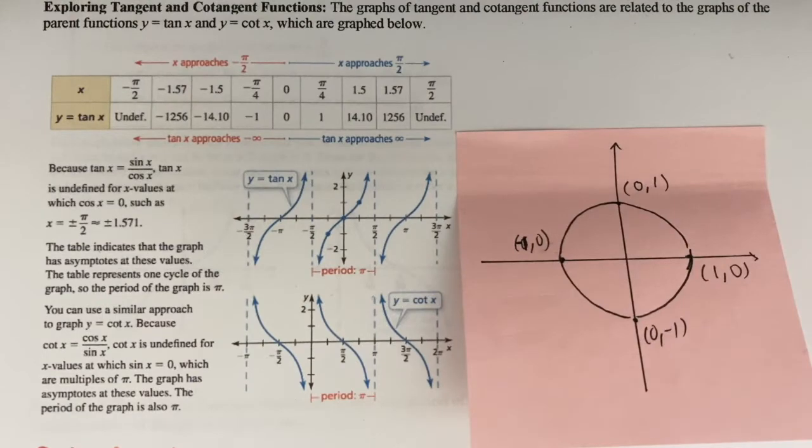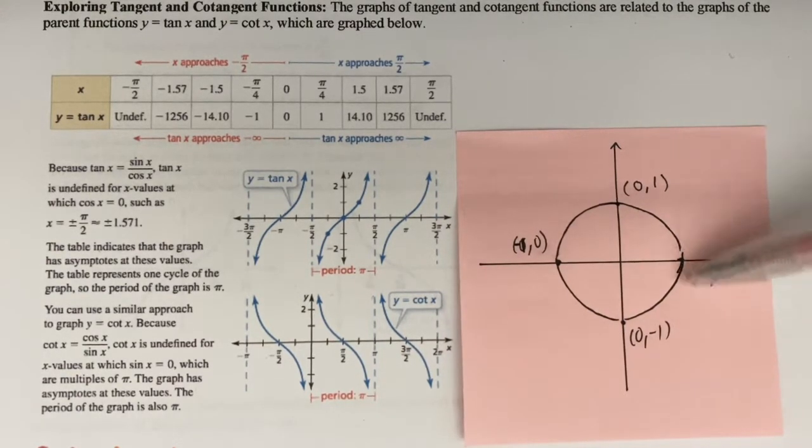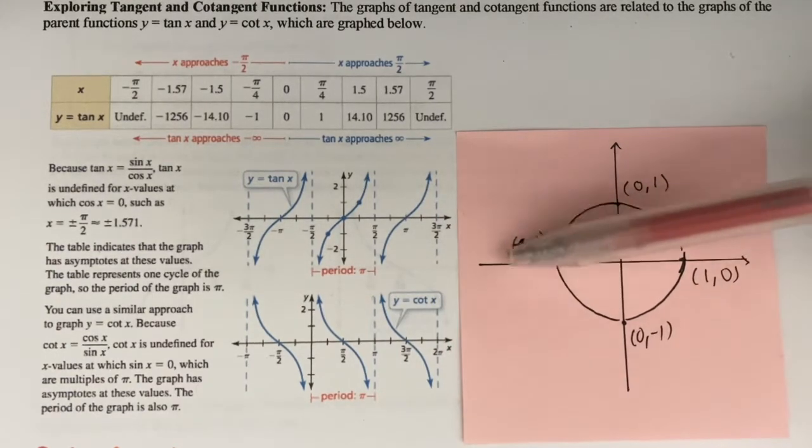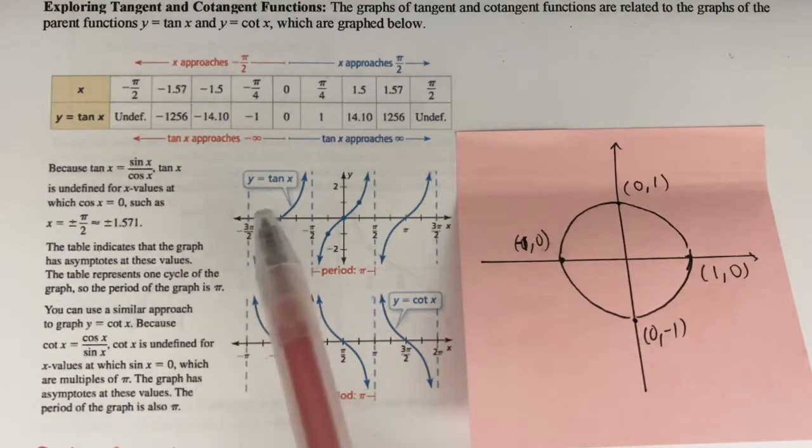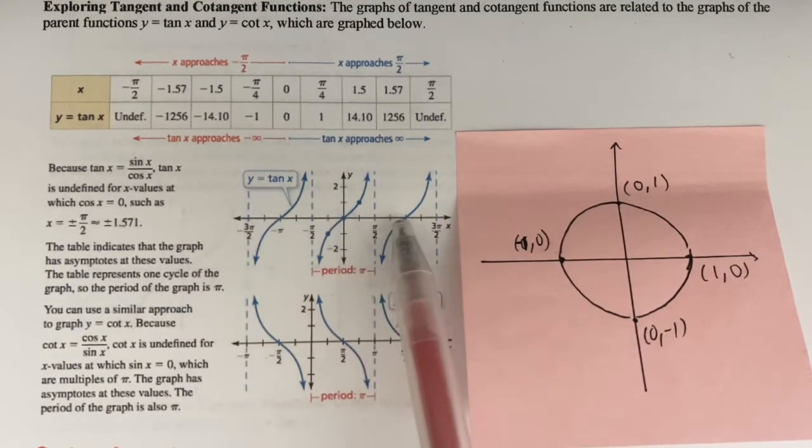We also want to take note of the values where tangent is equal to 0. So these are the values where sine is equal to 0 and cosine is not 0. That occurs when x is equal to 0 or 2 pi and when x is equal to pi. So any multiples of pi. And at those multiples of pi, there is going to be an x-intercept on our graph.